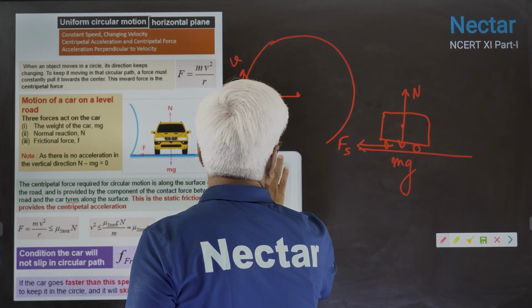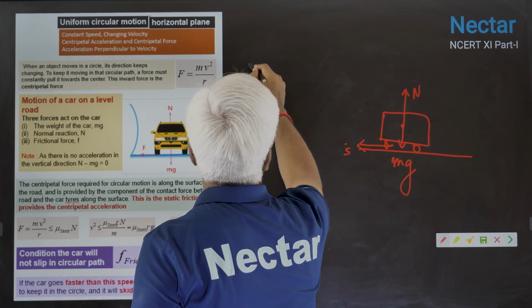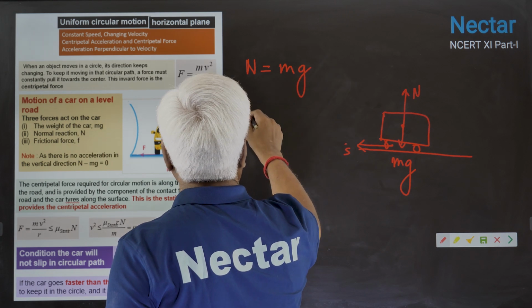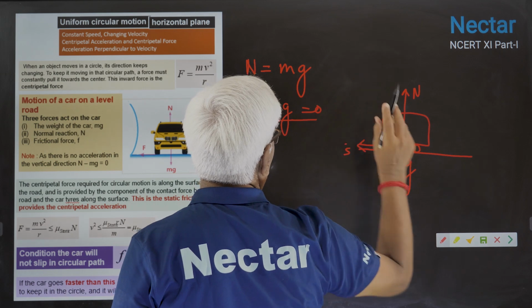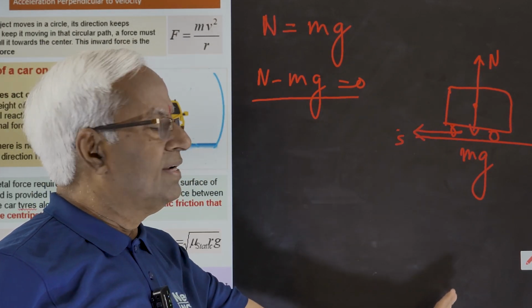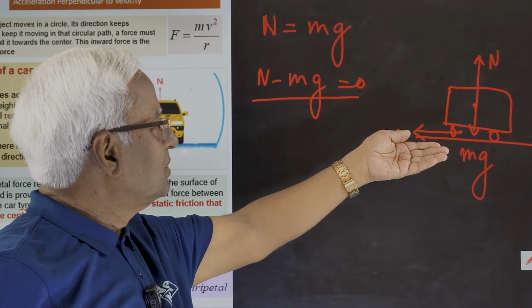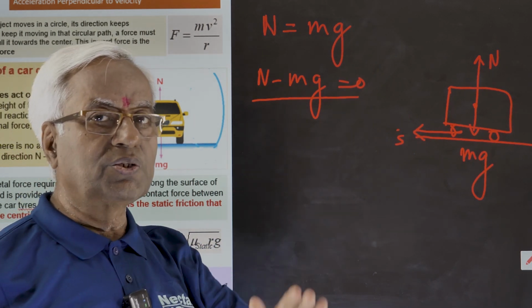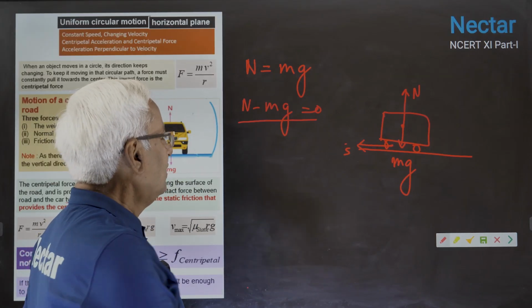You could write one equation. These two are balancing each other. N equal to mg, or N minus mg equal to 0. This is over. No motion along the vertical line, and therefore there is no net force. What remains is simply static friction, and this is towards the center. This will provide the centripetal force.